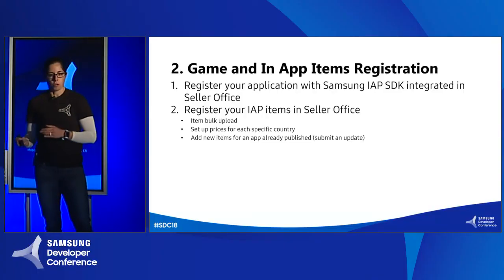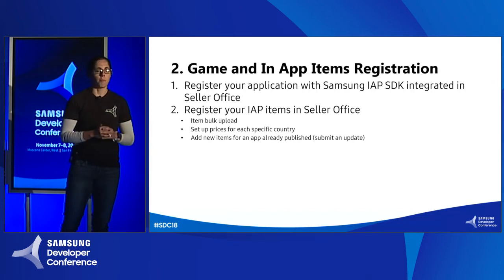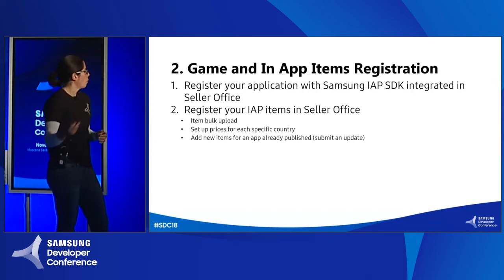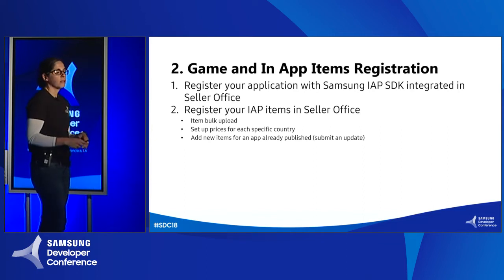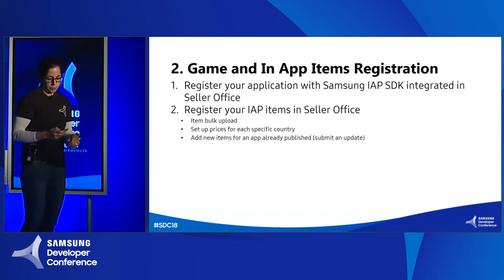That's especially important for game developers when sometimes you have hundreds of items that you need to have available. So we do support that. We have a template, you just need to upload it. We can also set up prices for specific countries. So that's very good when you want to plan a promotion in a region, you can modify the price and that's going to be available. And you can add items once your app is already published. We still have to go through our review, but it's pretty fast, at least one business day.